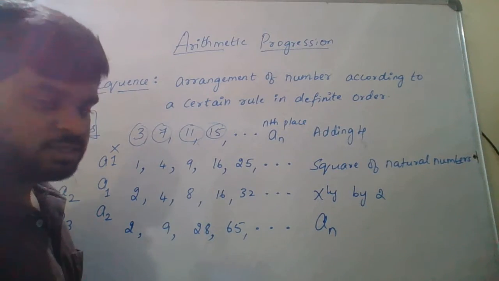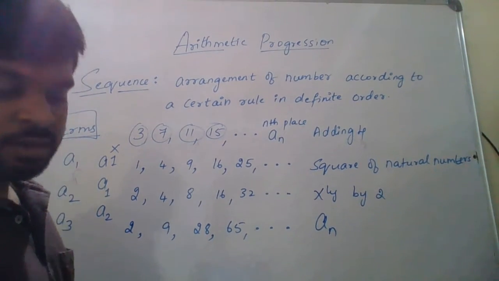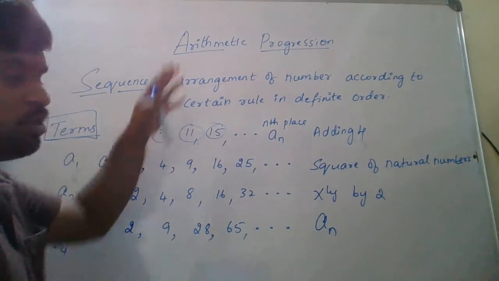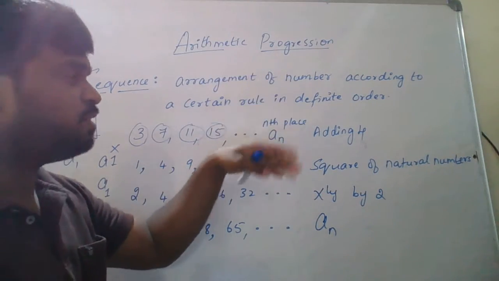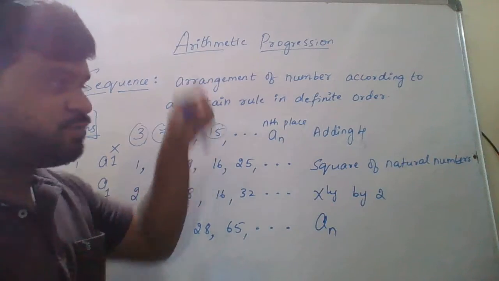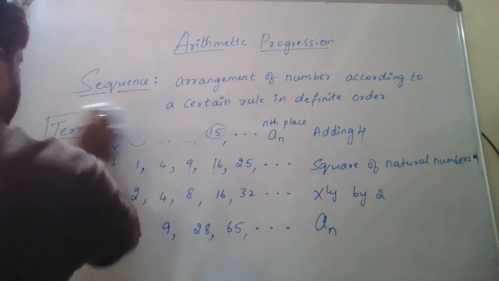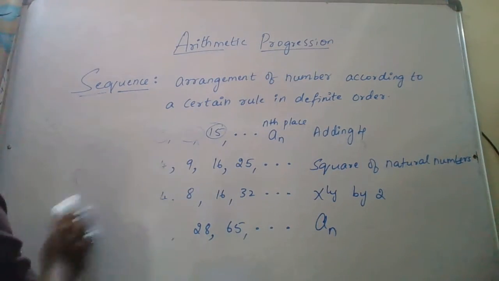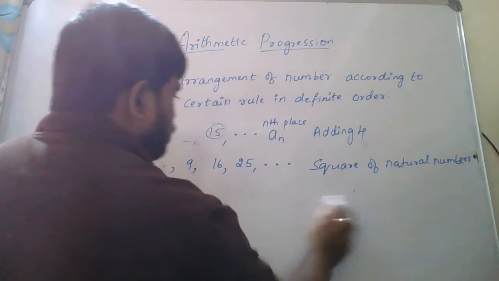Now let's directly get into the chapter, arithmetic progression. So it is also a sequence. Progression and sequence mean the same. It is a sequence, so there must be a rule in it. Let's find out what the rule is.